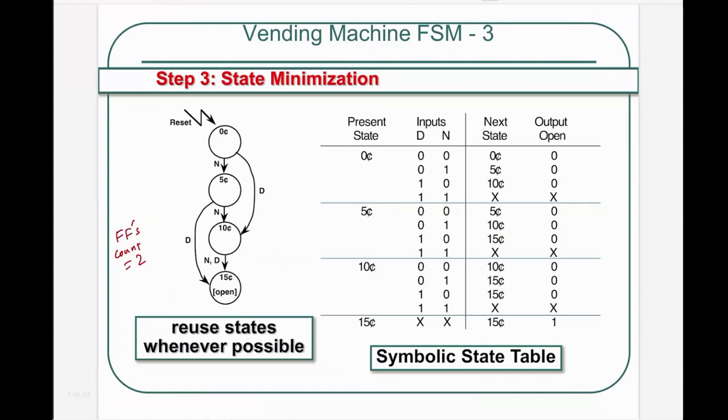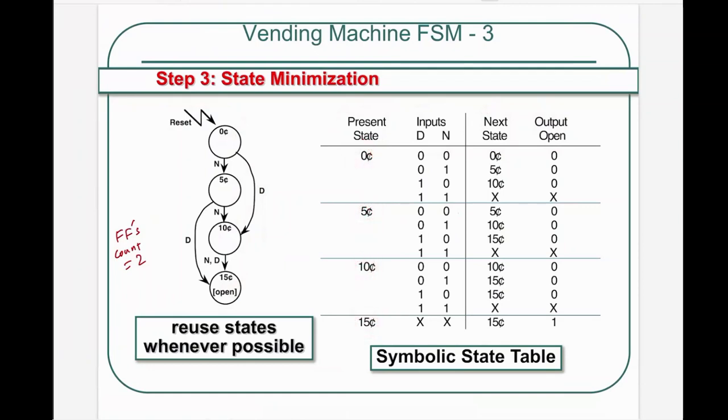Now, once you get to your minimized state transition diagram, after that, things are going to be very straightforward. At least I hope that you see that coming up with the state transition diagram is tricky, but once you get there, things are going to flow, because it's going to be the same process. You have four essential columns: present state, inputs, next state, output. Present state could be 0, 5, 10, or 15. So you have 0 cents, 5 cents, 10 cents, and 15 cents as your four states.